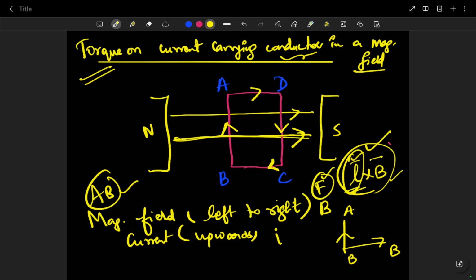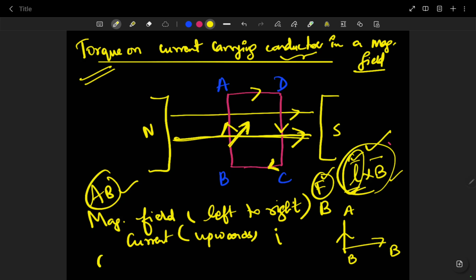So curl your fingers, four fingers of your right hand, from L towards B, and then tell me where is your thumb locating. You can pause the recorded lecture and then check. So you'll be able to see that the force is inwards, right? So if the force is inwards, that is the direction of the force. So I can say the force is inwards on the AB phase, right?